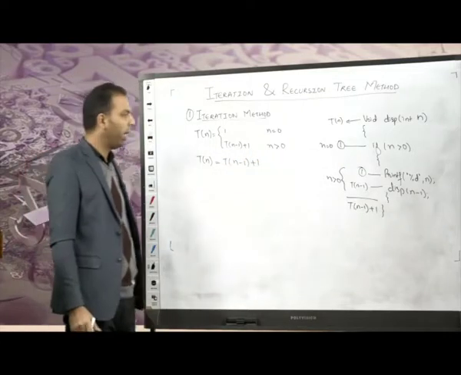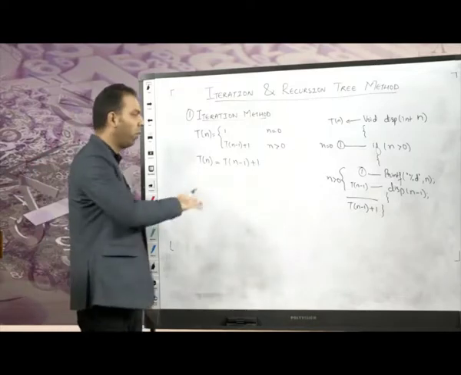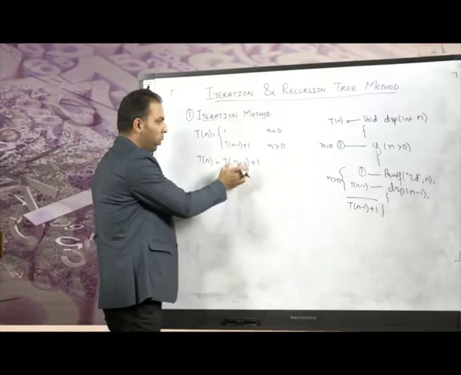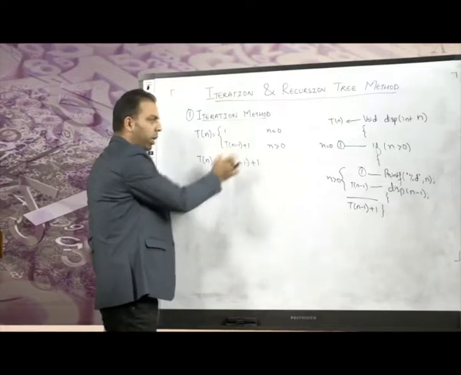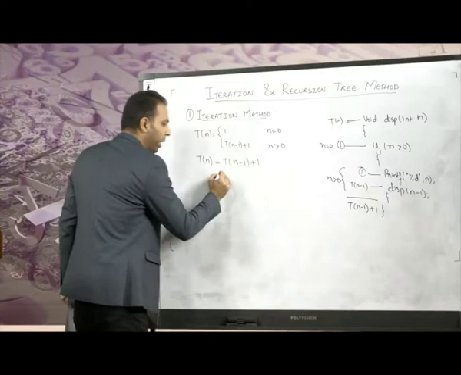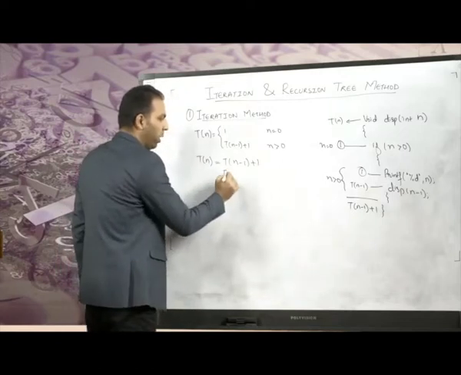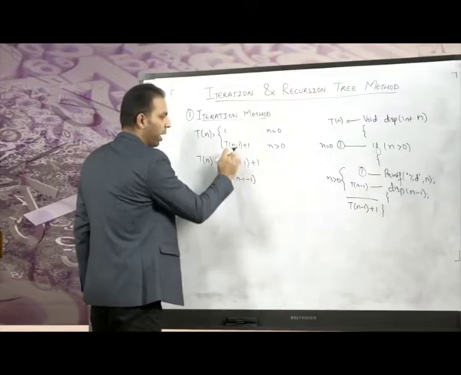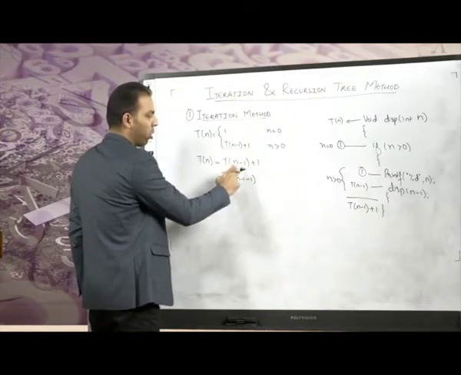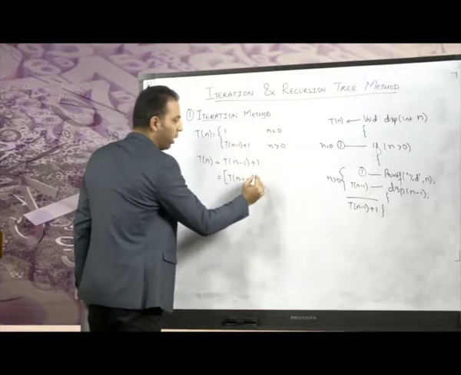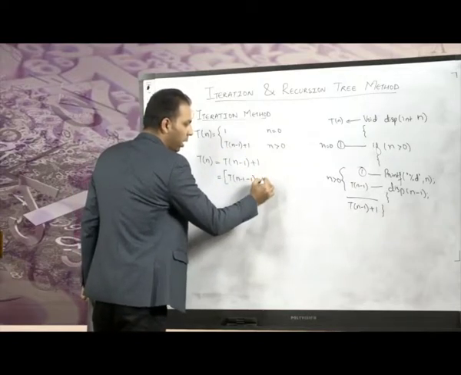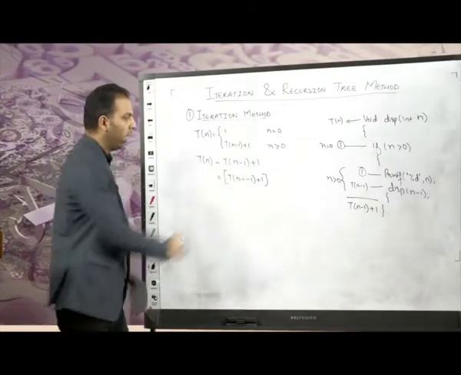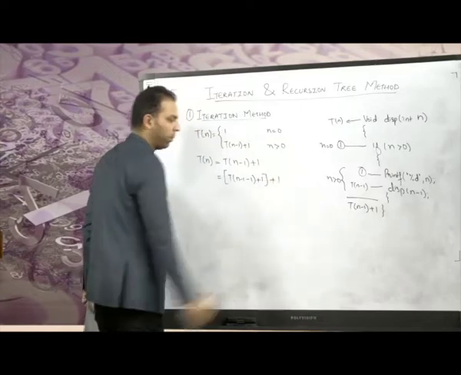Like I said at the beginning, you have to unfold it. So how can we unfold it? We'll take T of n minus 1 and put it again in this formula. What will T of n minus 1 be equal to? It will be equal to T of n minus 1 minus 1 plus 1. Here I am substituting n minus 1 for n. I am expanding this T of n minus 1, and this plus 1 will come outside.